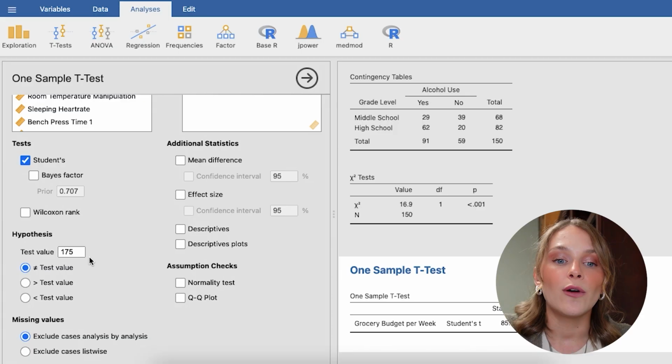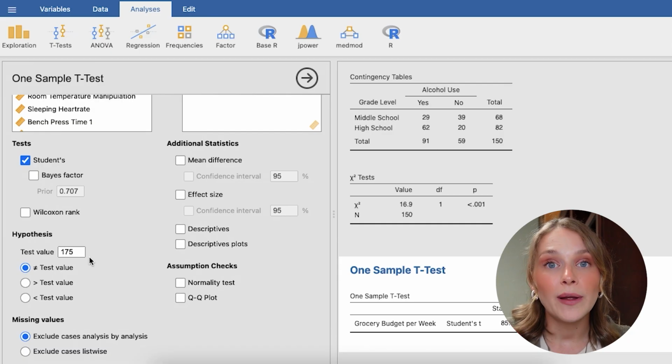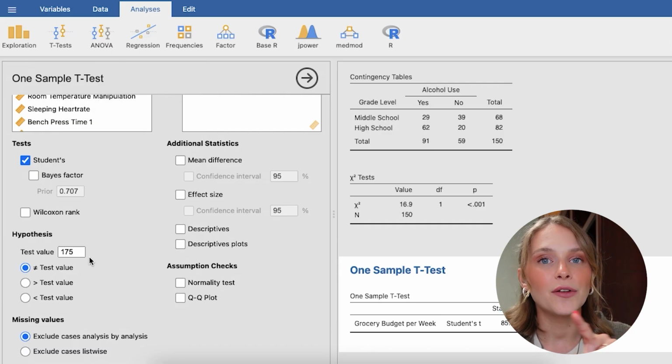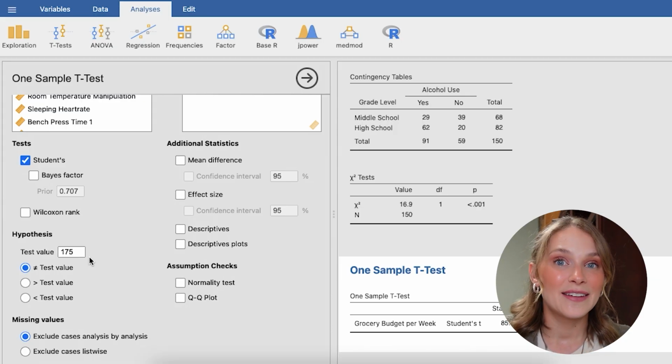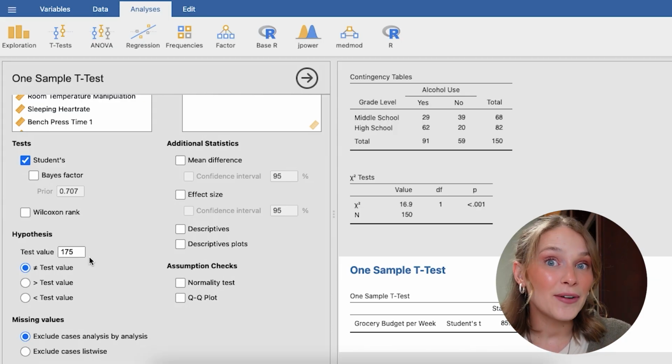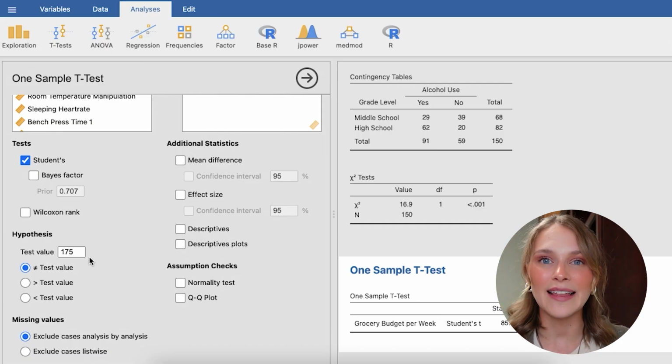You also will see that Jamovi has it automatically selected for the not equal sign there. What that means is that we are going to leave it open for Jamovi to detect statistical significance at both ends of the tails of a normal curve. So if the value is statistically significantly greater or statistically significantly less than our sample value, that's fine. We're open to statistical significance on either end.